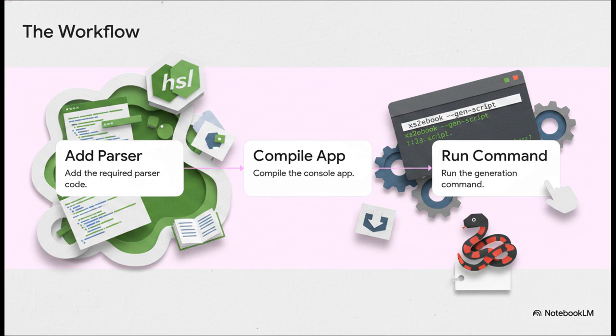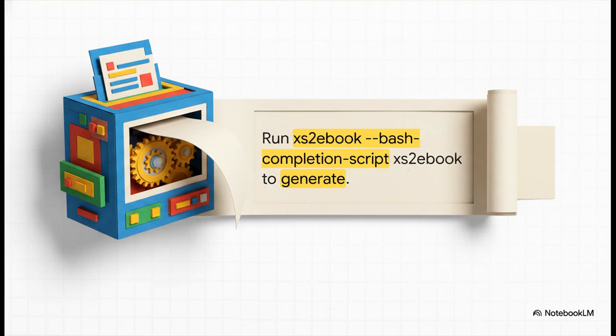But step 3? Well, step 3 is where the real magic happens. We aren't writing a bash script by hand here. Instead, we run a specific generation command to let the application do all the heavy lifting for us. Check out this exact terminal command right here. By running xs2ebook --bash-completion-script xs2ebook, we tap into something conceptually brilliant. Because of that parser code we added back in step 1, the newly compiled xs2ebook app now has the inherent built-in power to write its own completion script. It basically introspects its own required arguments, understands its own internal structure, and outputs a script that your bash terminal can natively understand. You are essentially asking your app to explain to the terminal exactly how to interact with it.